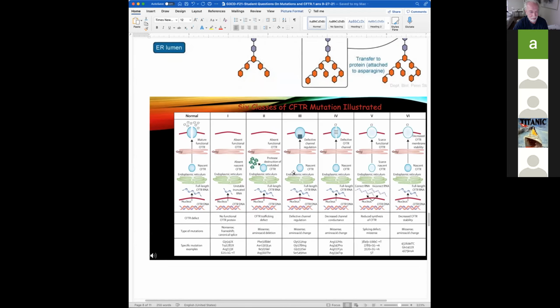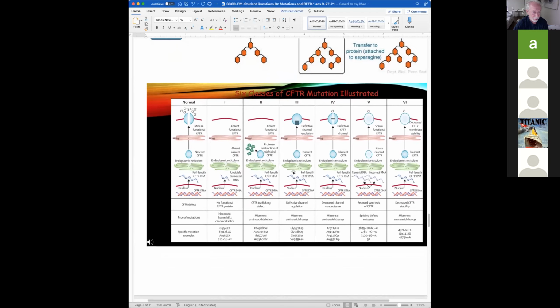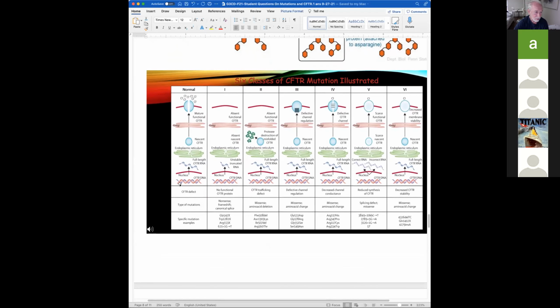And this is another example. This is in your slide set showing the 6 different classes of CFTR mutations. So this is normal. This is with no mutation. You get transcription, translation, glycosylation in the endoplasmic reticulum and in the Golgi, and you end up with a fully functional chloride transporter. Class 1 mutations, there's no protein. Class 2 mutations, there is protein, but it's misfolded, and it's destroyed before it ever gets to the membrane.